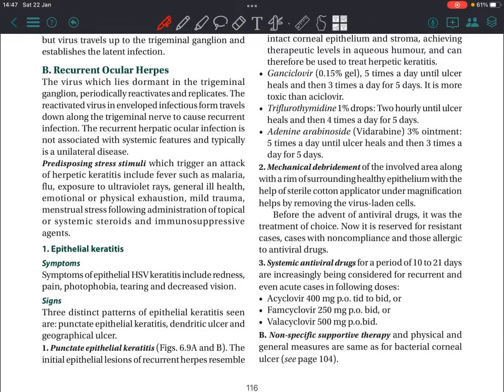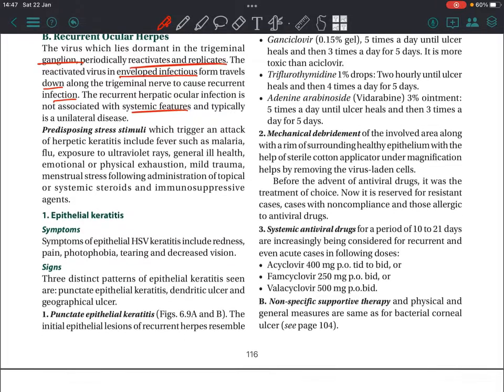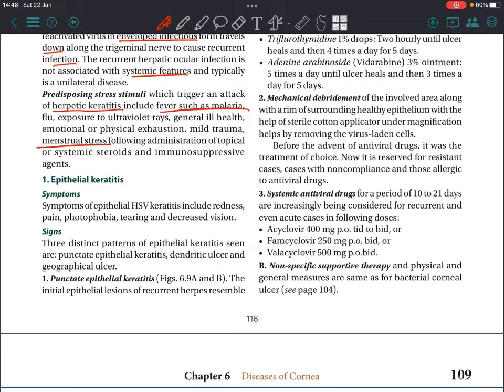Recurrent ocular herpes: the virus, which lies dormant in the trigeminal ganglion, periodically reactivates and replicates. The reactivated virus in its enveloped infectious form travels down along the trigeminal nerve to cause recurrent infection. Recurrent herpetic ocular infection is not associated with systemic features and is typically a unilateral disease. Predisposing stimuli which trigger an attack of herpes keratitis include fever such as malaria or flu, exposure to ultraviolet rays, general ill health, emotional or physical exhaustion, mild trauma, menstrual stress, and administration of topical or systemic steroids.